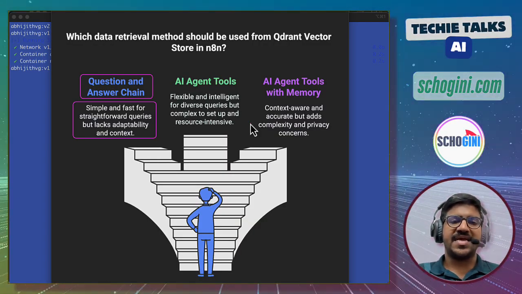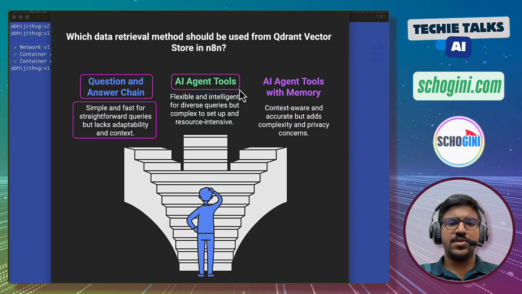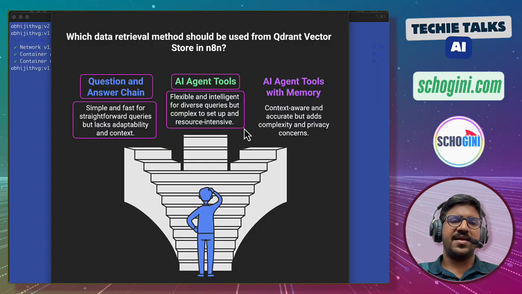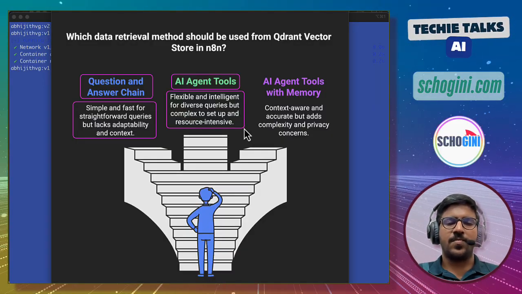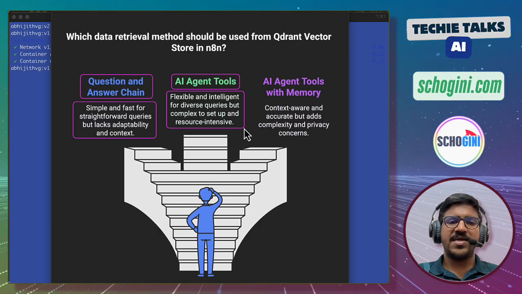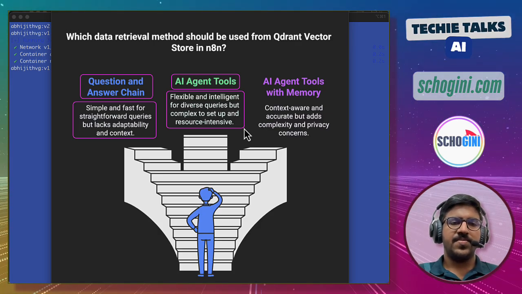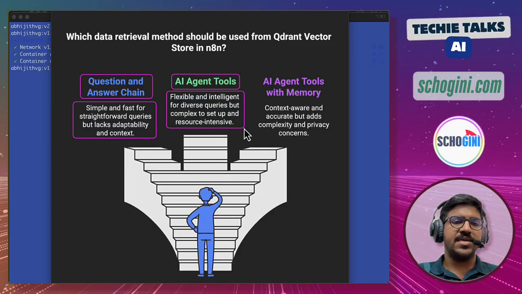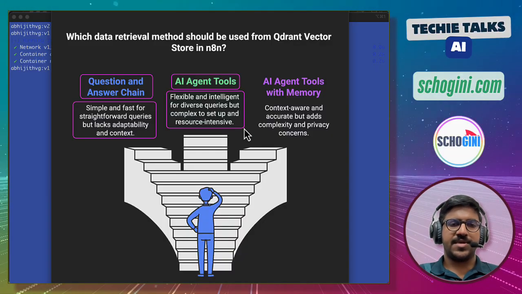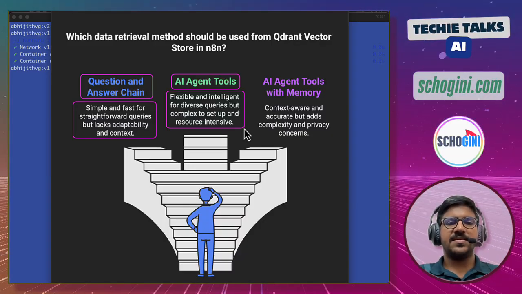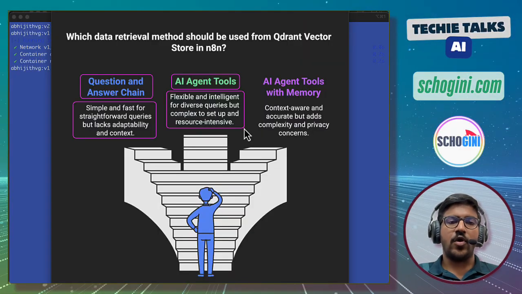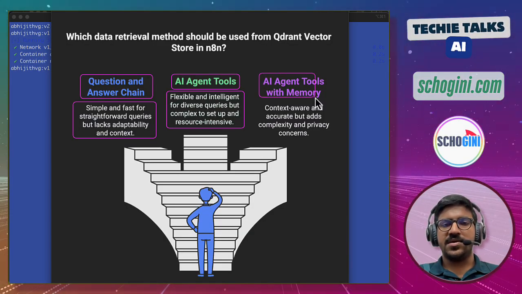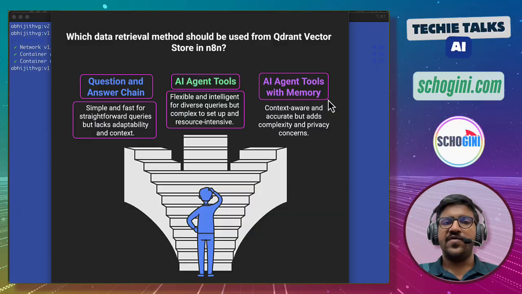After that we used our second method, where we added AI agent tools. This method is flexible and intelligent, so that it can handle diverse queries and also complex queries, but it was a bit complex to set up compared to the question and answer chain. There were a lot of nodes and a lot of interconnections. It can also be resource intensive compared to the question and answer chain. But still it was lacking the context and the follow-up option, so it was lacking the memory. That is why we went to our third and final method, which is AI agent tools with memory.